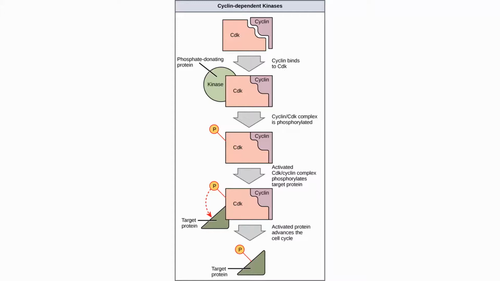This is just another way of showing you that. When cyclin and CDK bind to each other, then CDK is active, it becomes a kinase, and it is able to add phosphates onto other proteins. That target protein can then go on to do another job.